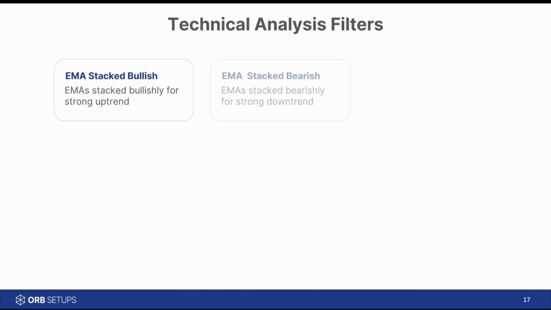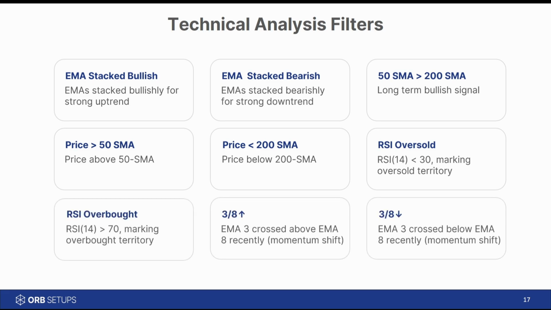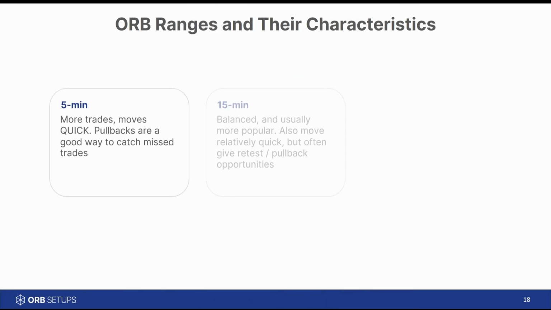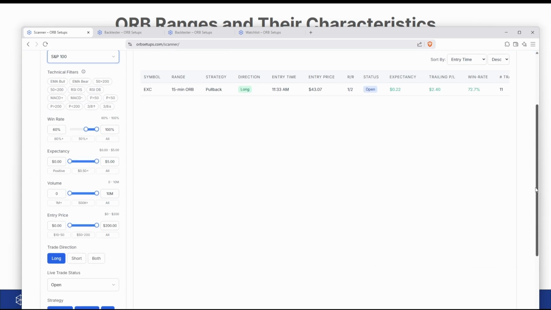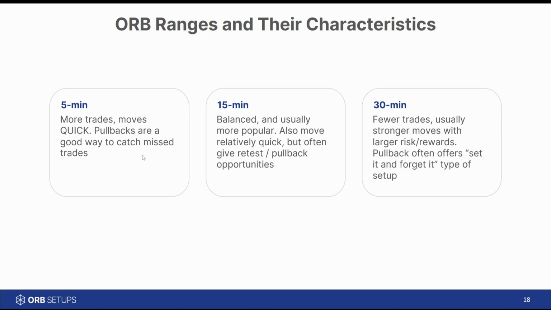Next up, we have the technical analysis filters, which more or less are straightforward. The only one that I think is a little finicky or maybe a little new is this 3-8. And that's looking for the 3 EMA to either cross above the 8 for a recent momentum shift, or cross below for a recent momentum shift to the bearish side. So a quick way to bring momentum into an already momentum-based setup. Finally, we have the 3 different ORB ranges. And you'll notice even in the scanner, when you come down on the left-hand side here, you'll be able to choose between these 3 filters if you did want to pick and choose one.